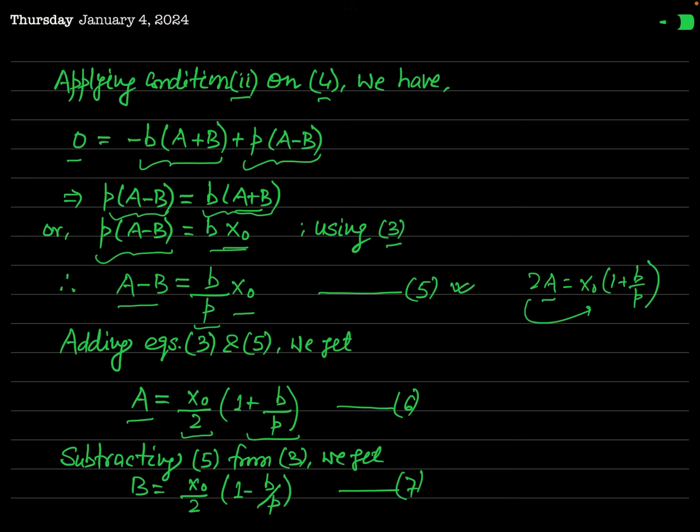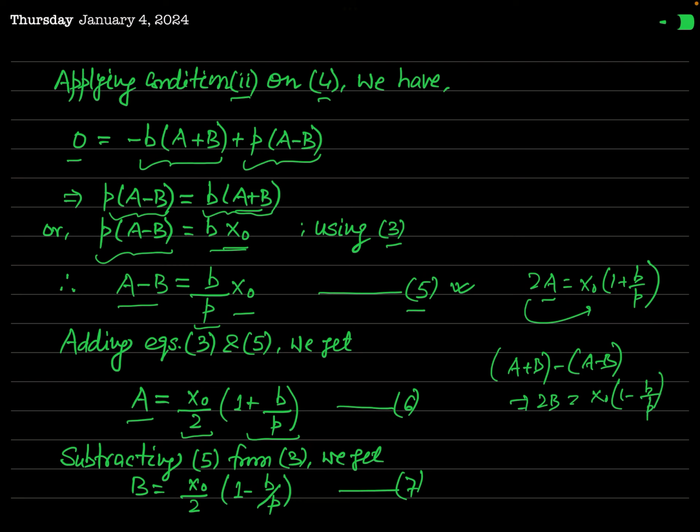Now for getting the value of the second constant b, we will simply subtract equation 5 from 3. And when you subtract, what will be your result? You can see a plus b minus a minus b. Actually, here a and a will cancel out and b will be added, so this will be 2b. And in the RHS there will be x naught common times 1 minus b by p.